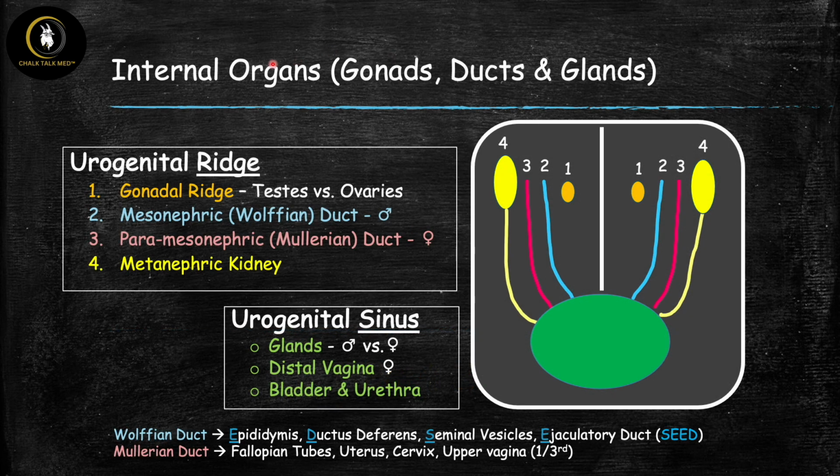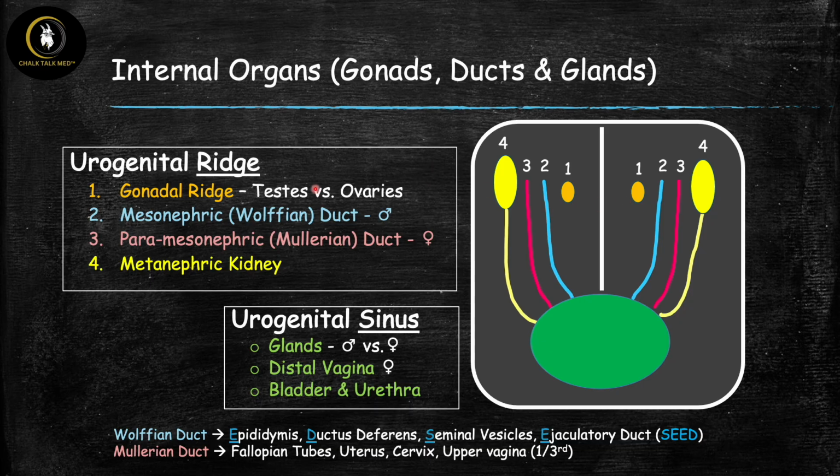All right, so let's start with the internal organs, which are going to be the gonads, and the internal genitalia, which are the ducts and the glands. And so let's start over here. This is our embryo. So this would be the right side, this would be the left side, and this is the top, and this is the bottom. So right now, all these sex organs are undifferentiated. That means that they haven't become male or female yet.